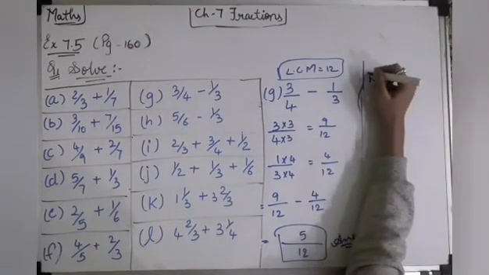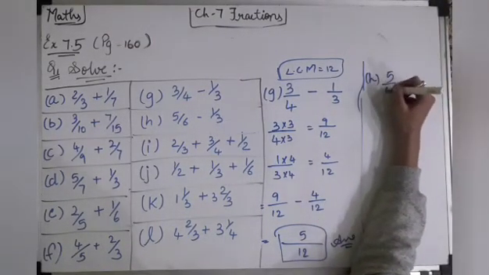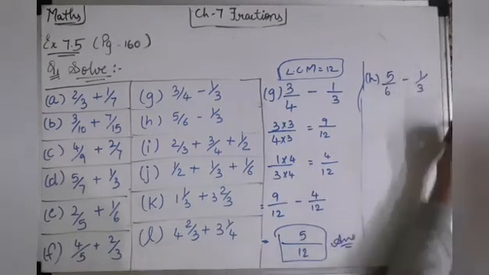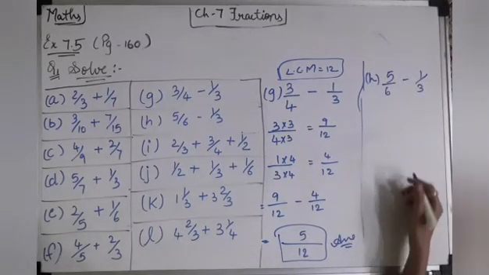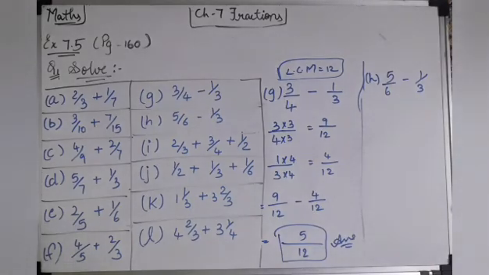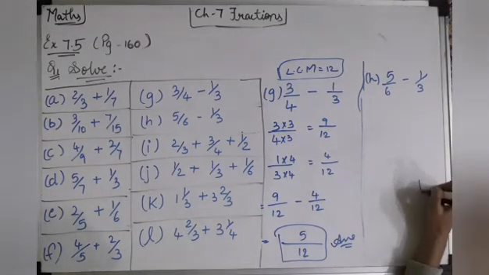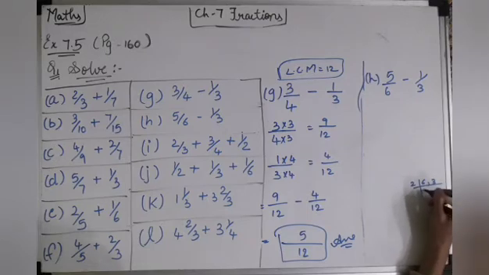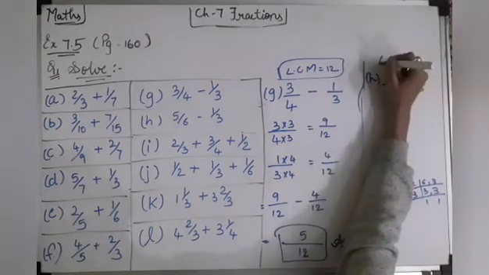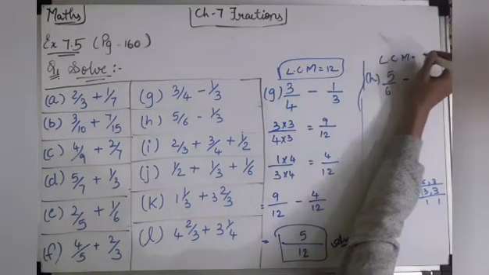H. 5 upon 6 minus 1 upon 3. So 6 and 3, you can see that denominators are different. We'll take out the LCM. 6 and 3. So in two tables both are coming. 2 3s are, and in two table 3 is not coming, so I'll write 3 like that way only. And 3 1s are and 3 1s are. 2 3s are 6. So we got the LCM 6.